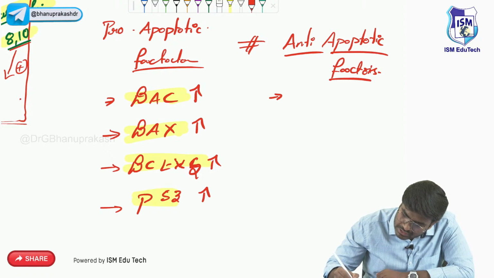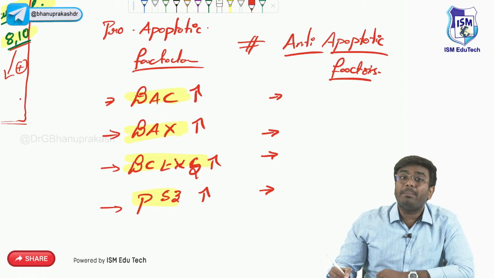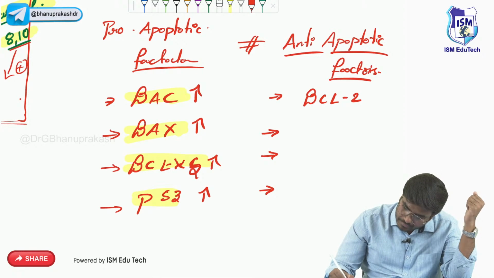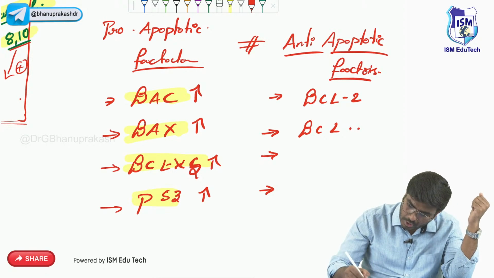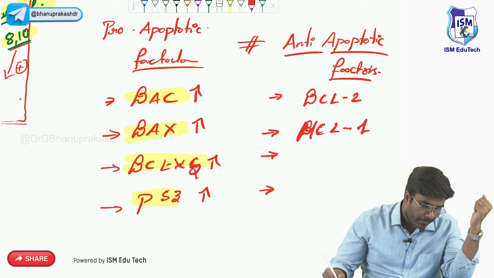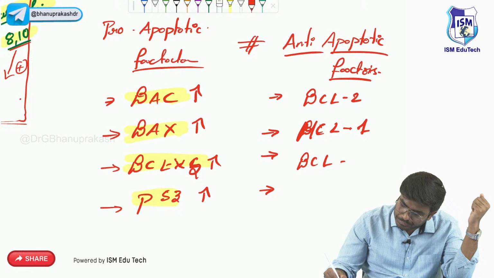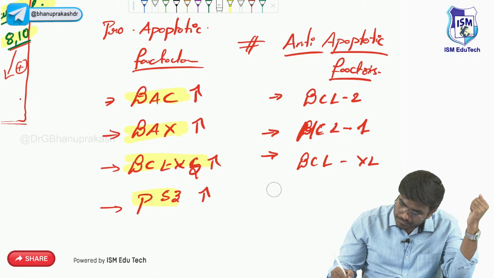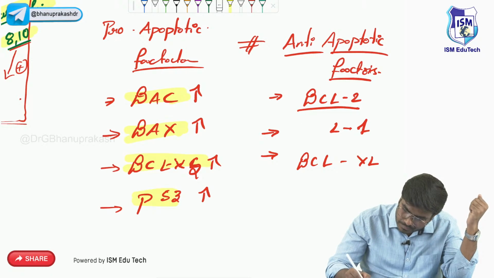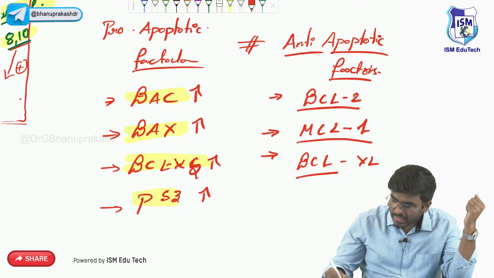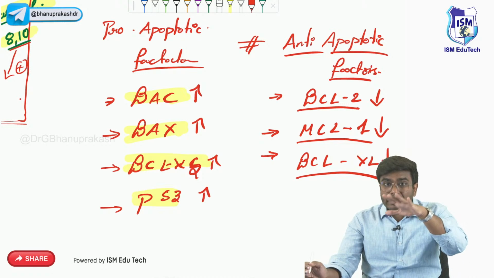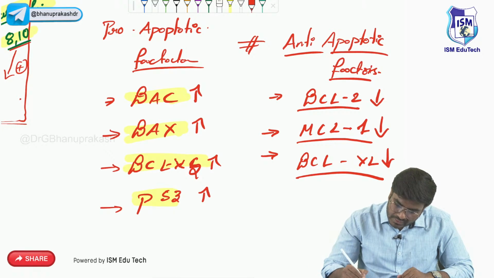Now, what are the anti-apoptotic genes? Anti-apoptosis means the BCL family, mainly the BCL family. BCL2 is the main thing, and MCL1, not BCL1, it's MCL1, BCL2, MCL1 and BCL-XL. All these are the anti-apoptotic factors. What I have explained to you is that all these anti-apoptotic genes or factors are going to decrease their expression, and pro-apoptotic factors are going to increase their expression.